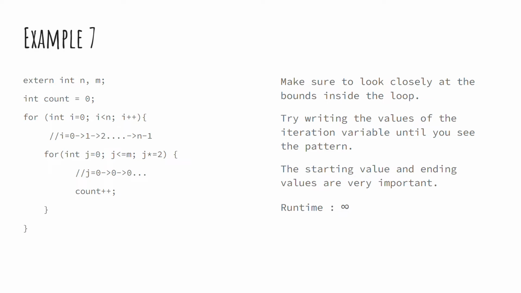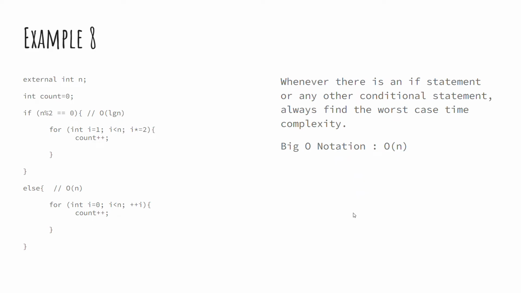In order to do this, you should try writing out the values of the iteration variable until you see the pattern, and that would help you reduce mistakes like this in problems where you're trying to be more tricky. And so the runtime function in this case doesn't exist. It's like infinity.